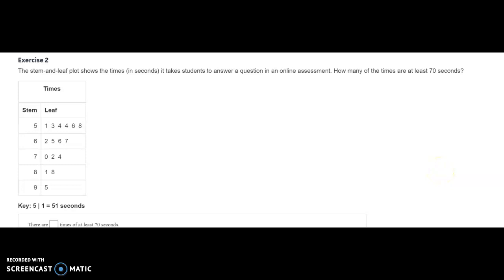For exercise 2, the stem and leaf plot shows the time in seconds it takes students to answer a question in an online assessment. How many of the times are at least 70 seconds?